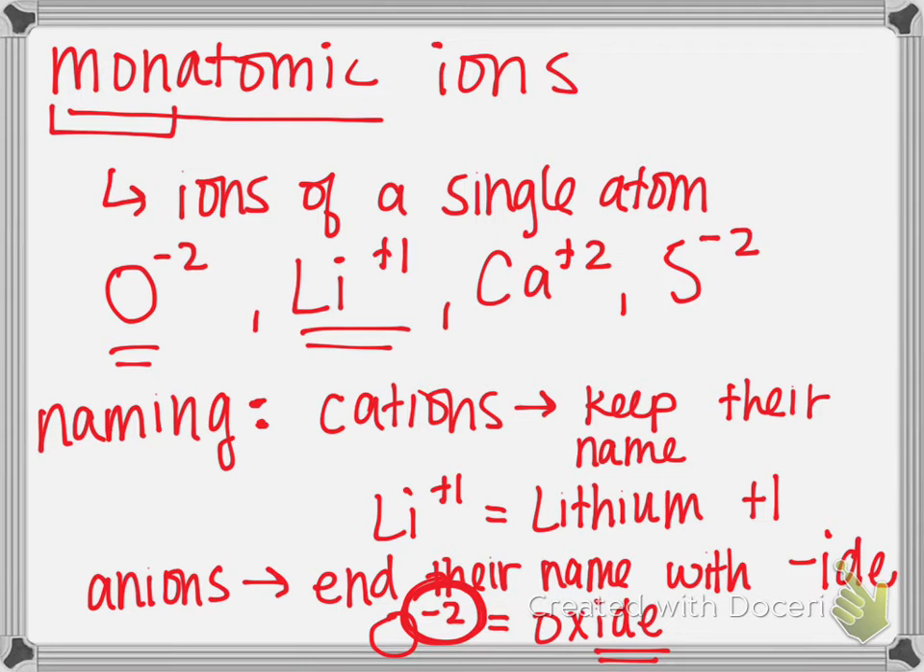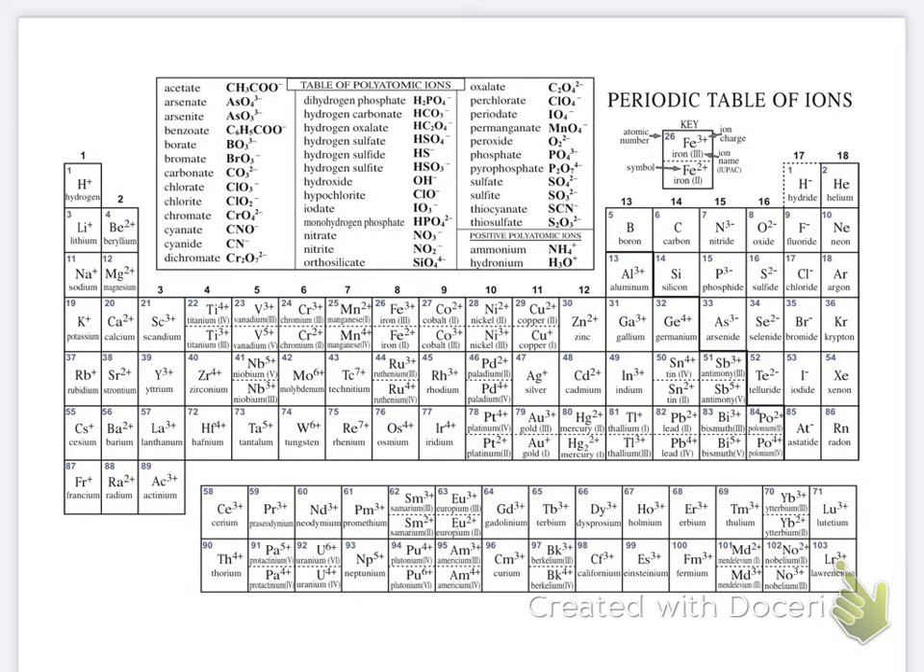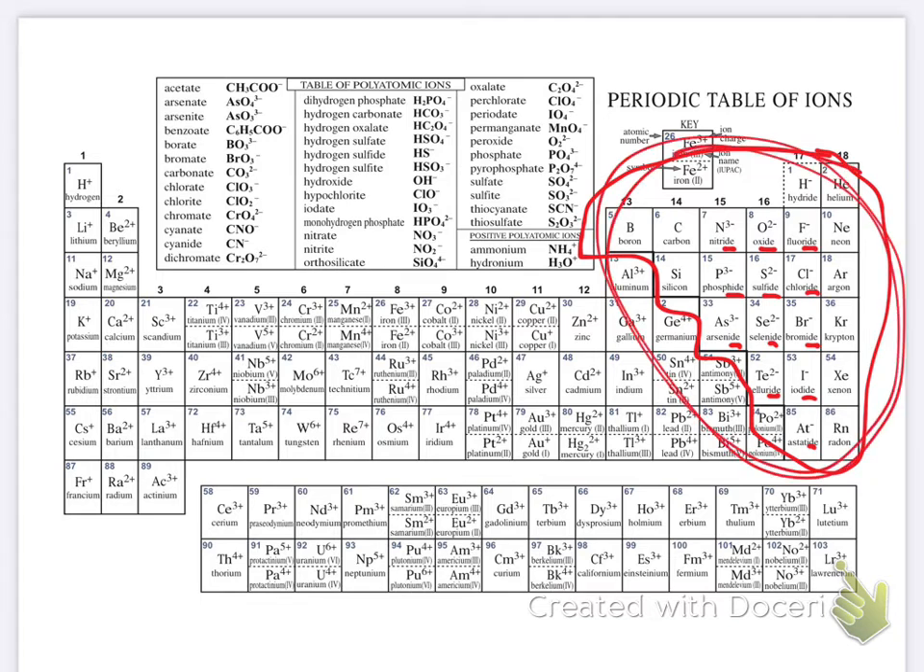So I want you to look very carefully at your periodic table of ions. And I want you to see over here on the nonmetal side, all of these that have a charge already are written as -ide. Okay, if they have a -1 charge or a -2 or a -3, whatever their negative charge is, you see them already ending with -ide. So they helped you name the monatomic ions on this right-hand side of the periodic table.